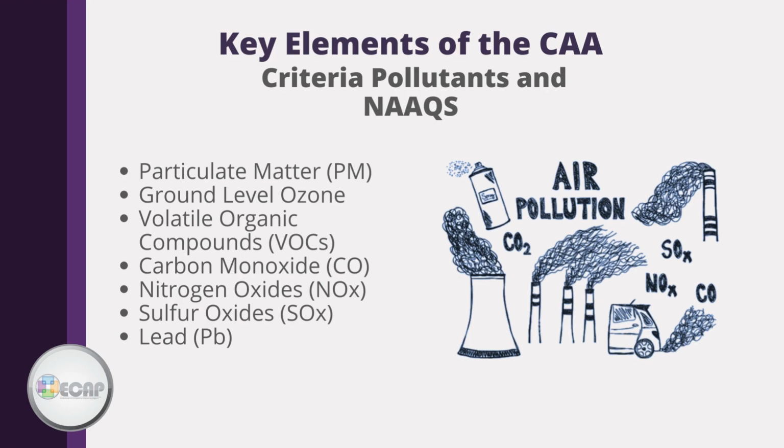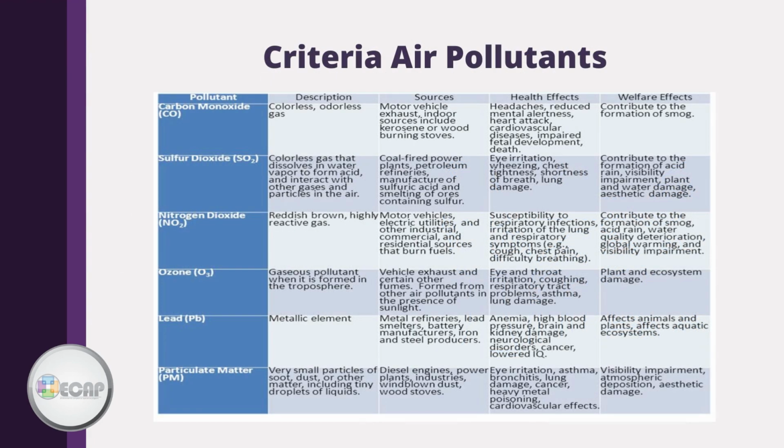This set of limits based on human health is called primary standards. Another set of limits intended to prevent environmental and property damage is called secondary standards. This slide provides an overview of the criteria air pollutants, along with possible sources of those pollutants, as well as some associated health and environmental effects.